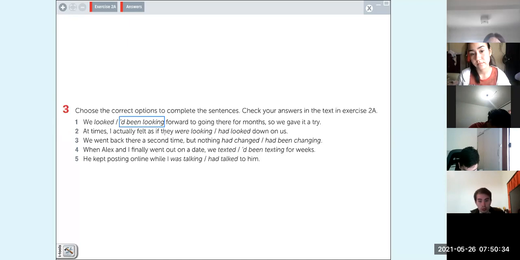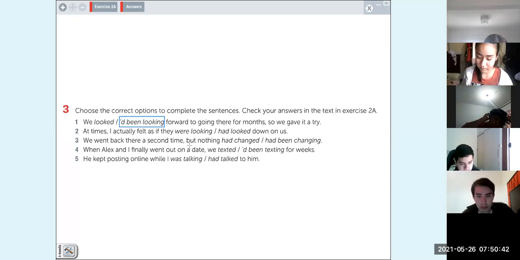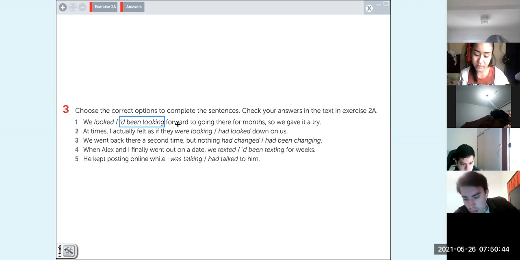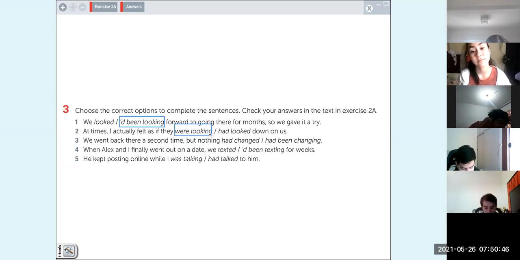Very good. Number two, at times, I actually felt as if they were looking down on us. Very good. Number three, we went back there a second time, but nothing has changed. Very good.